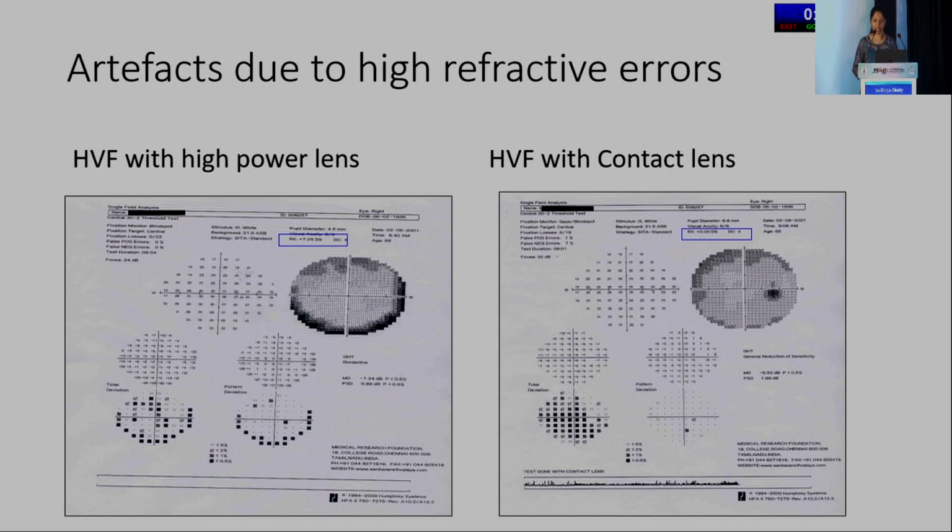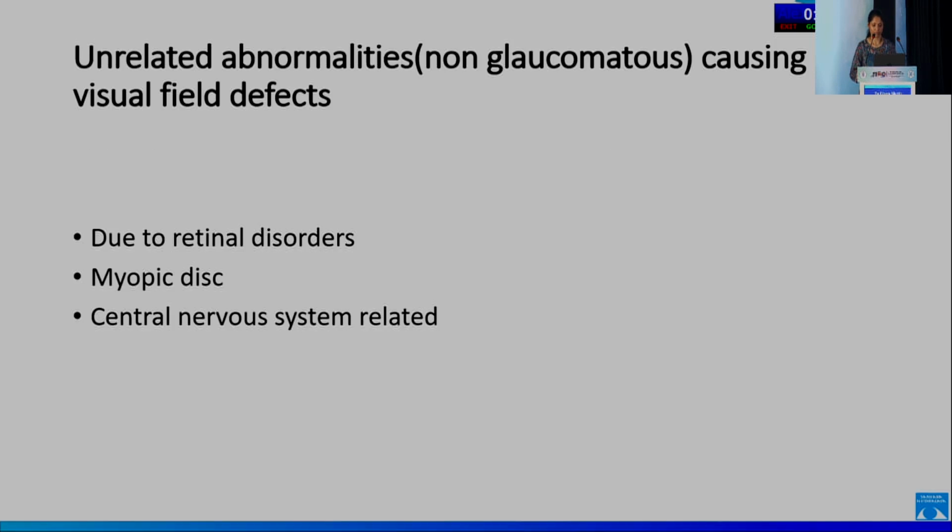So artifacts due to high refractive errors. This is seen in patients where high power trial lenses are used for correction. It's a case of a visual field of a patient with high hyperopia where the correction is plus 7.25, showing defects in the peripheries. But after the contact lens, the defects are not seen in the next field.